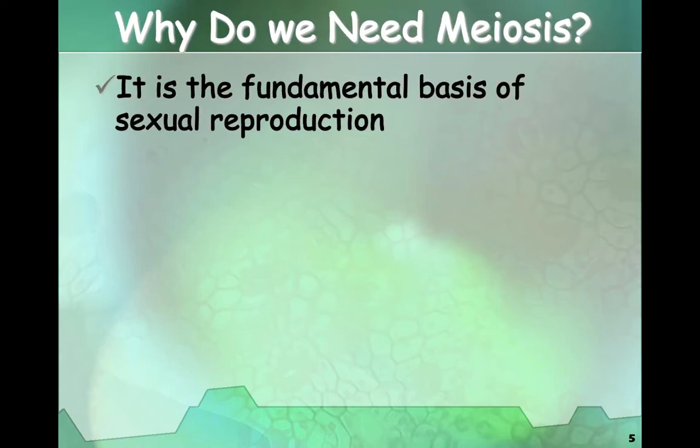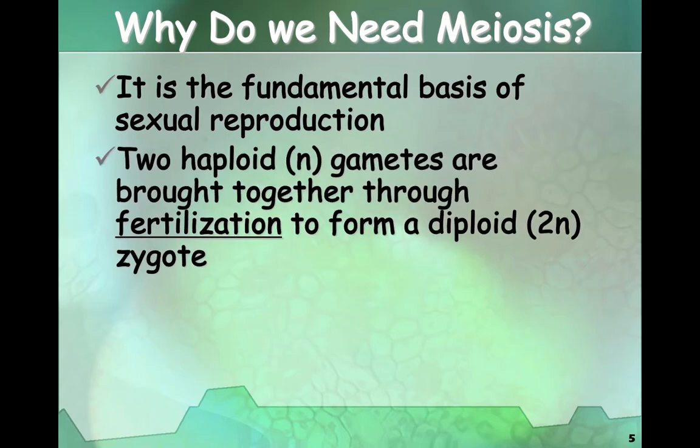So why do we need it? Of course, it's the fundamental basis for sexual reproduction. Whenever we talk about the two haploid gametes, what we're talking about is the sperm cell and the egg cell. Whenever they are brought together, whenever they unite, that's called fertilization. And what they form is a zygote.